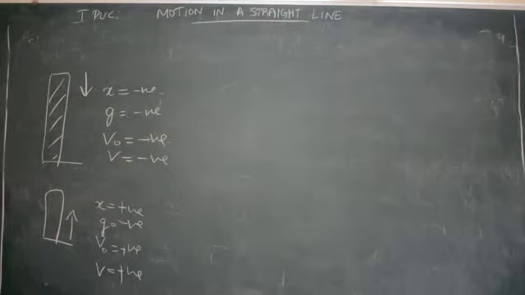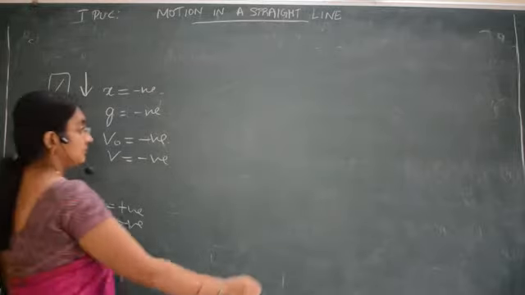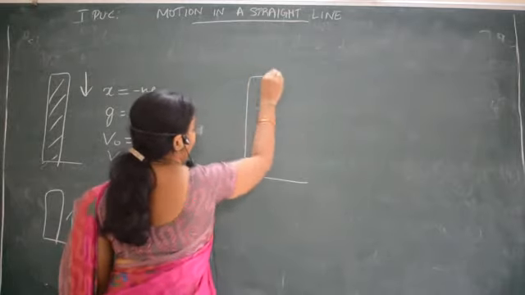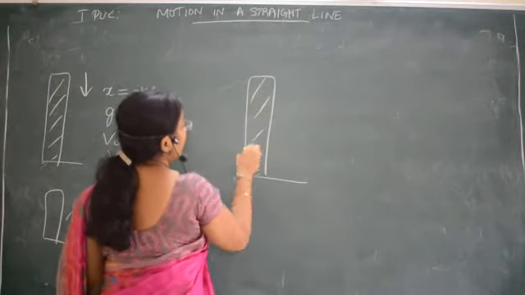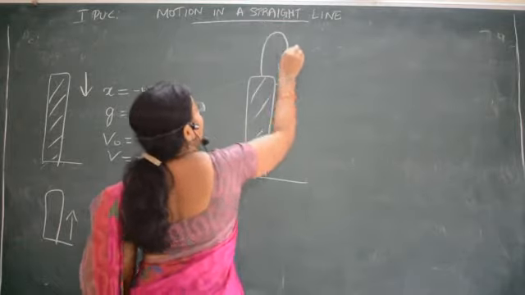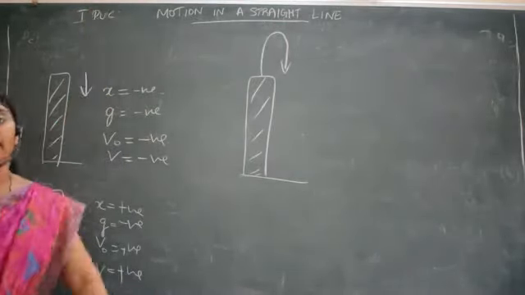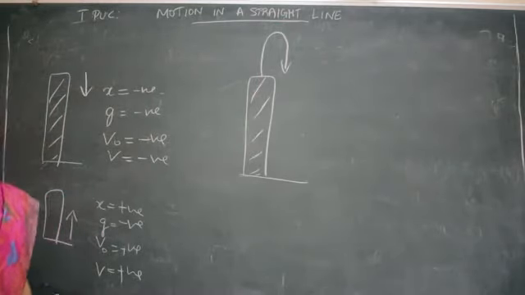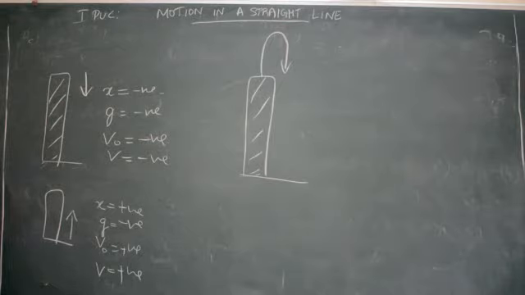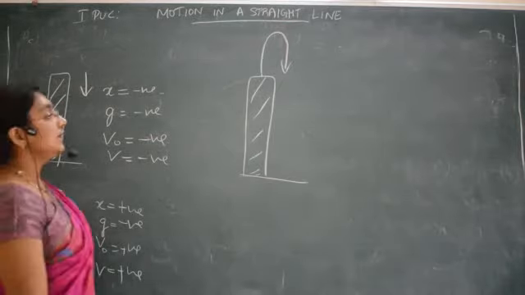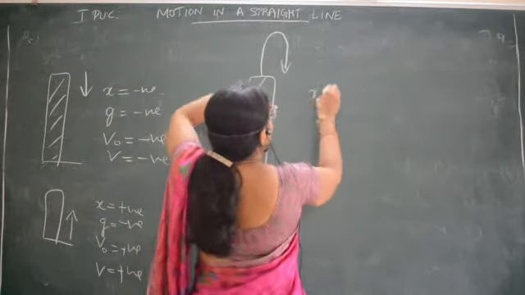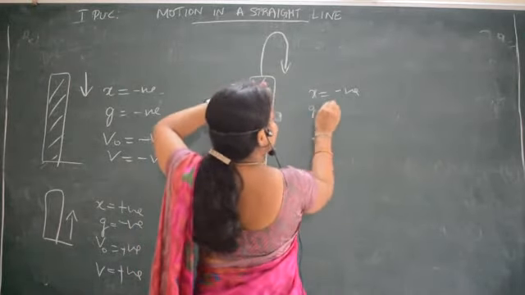Next, if an object is thrown vertically upwards from a building, if this is a building, it will reach some height and then it will fall, correct? Then the displacement is negative. G is negative, because it falls. G is always negative.